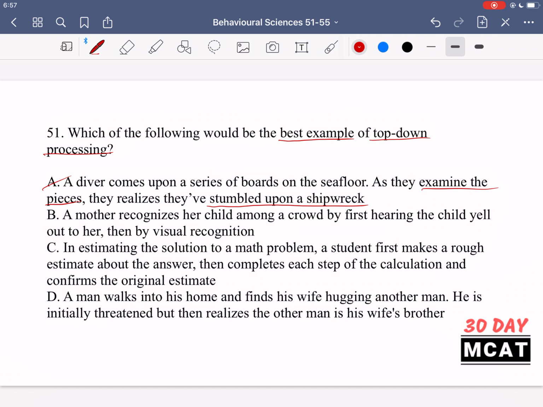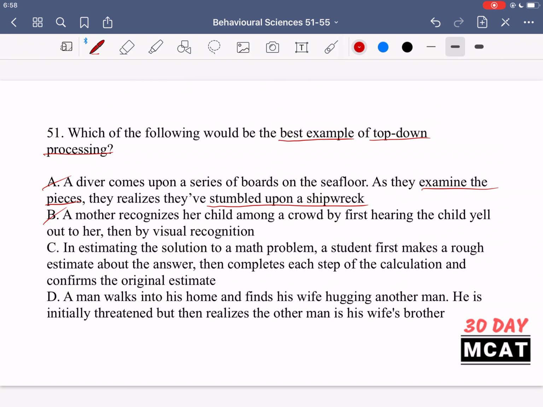Option B is saying a mother recognizes her child among a crowd by first hearing the child yell out to her, then by visual recognition. This is kind of a different phenomenon, and it also kind of falls under bottom up, getting the pieces and then fitting it together rather than top down. And it doesn't really fall under this whole category as well. It's talking about different information, while we're talking about getting pieces of one kind of sensory input and then putting it together to tell what am I even looking at.